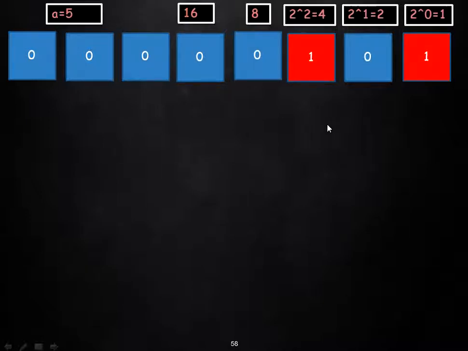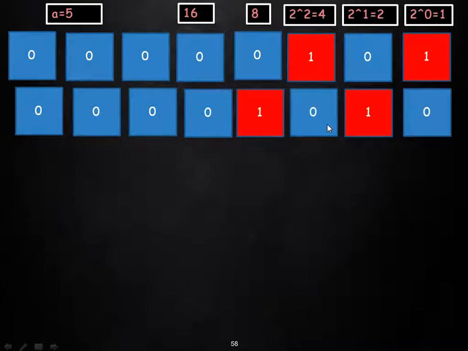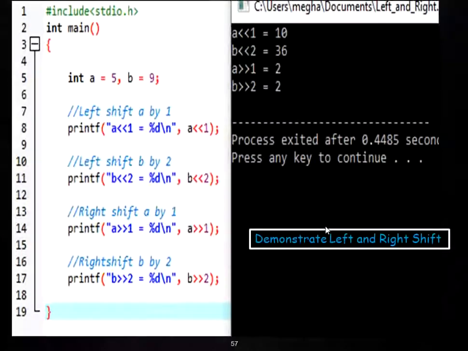You have to left shift it by 1. Left shifted by 1 is shifting this 1 to the left, and shifting this 1 to the left, shifting this 1 to the left, shifting this 1 to the left. So now you will get the answer as, see wherever you have ones. 1 is here for 8 and the other one is here for 2. So 8 plus 2 is 10. So if you go back and see, A left shift 1 gave you the answer of 10.